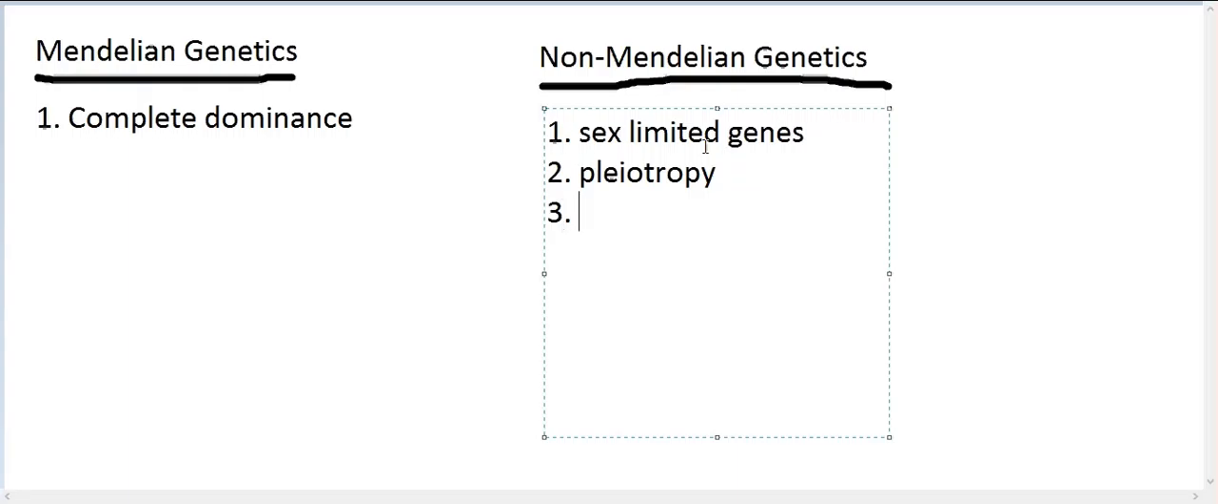Another example would be polygenic traits. With polygenic traits, there's one trait that is influenced by more than one allele at different loci, which basically means there is more than one gene involved in the production of, or the characteristics of, that trait. They're the alleles at different loci.